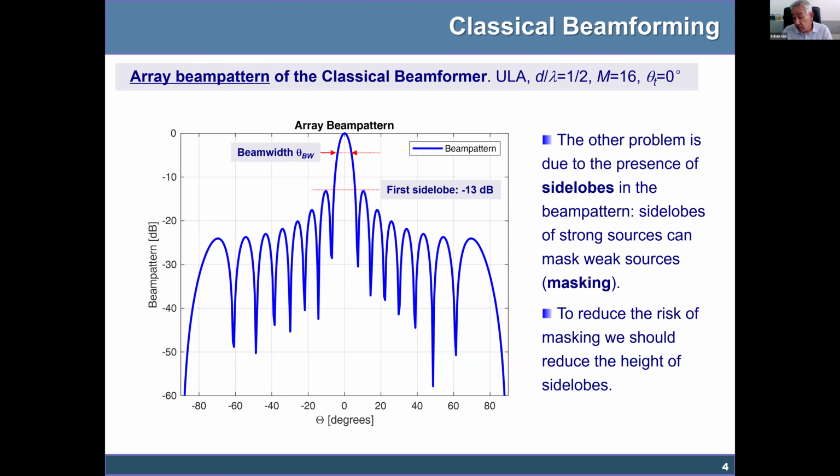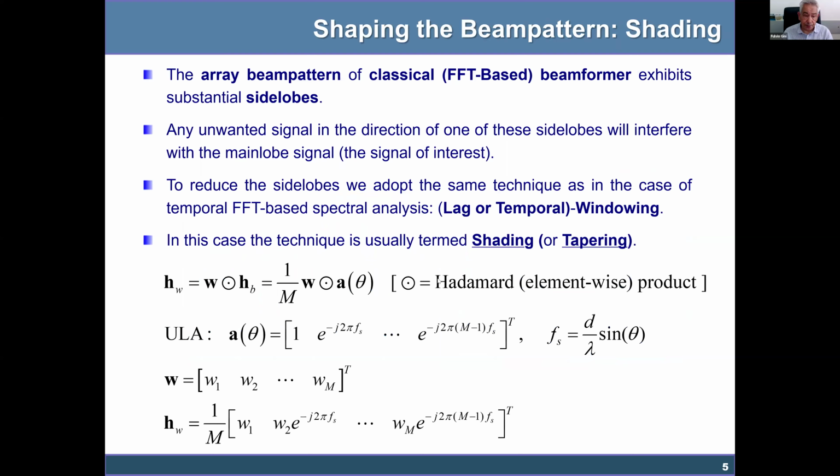To reduce the masking, obviously, we should reduce the level of the side lobes. I mean, we don't have alternatives. So we should find a technique that allows us to reduce the level of the side lobes. And the shading technique is exactly a non-adaptive technique that allows us to reduce the side lobes. So the idea is the following.